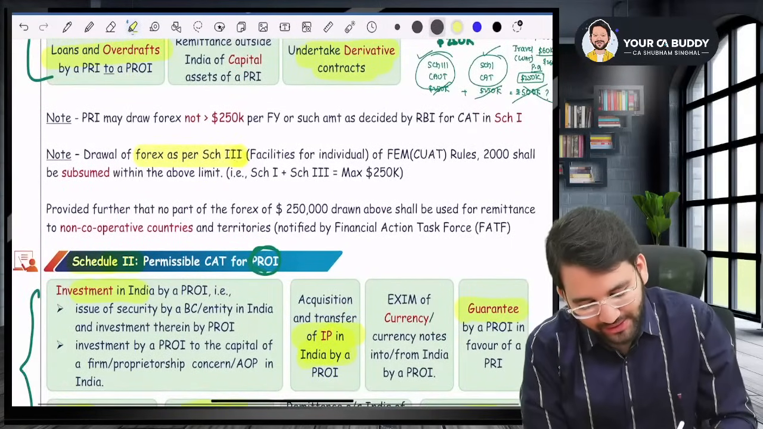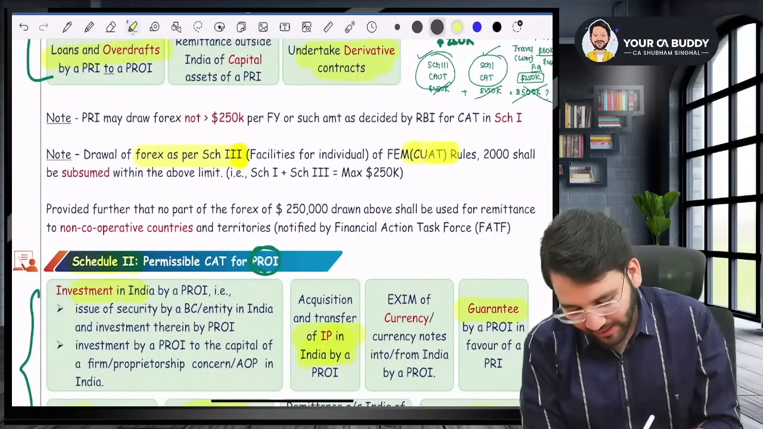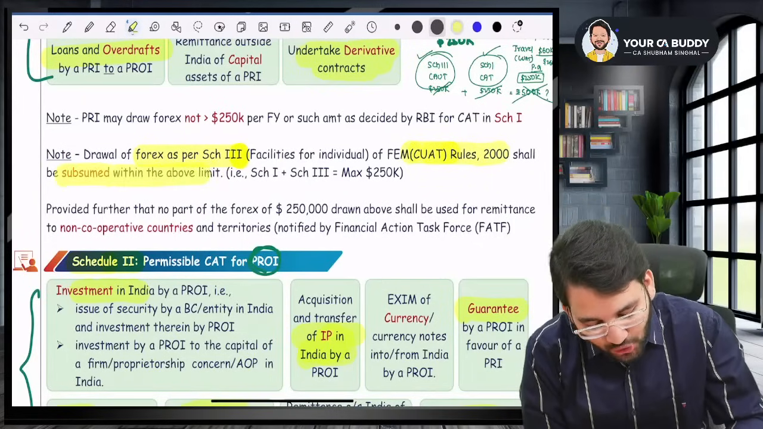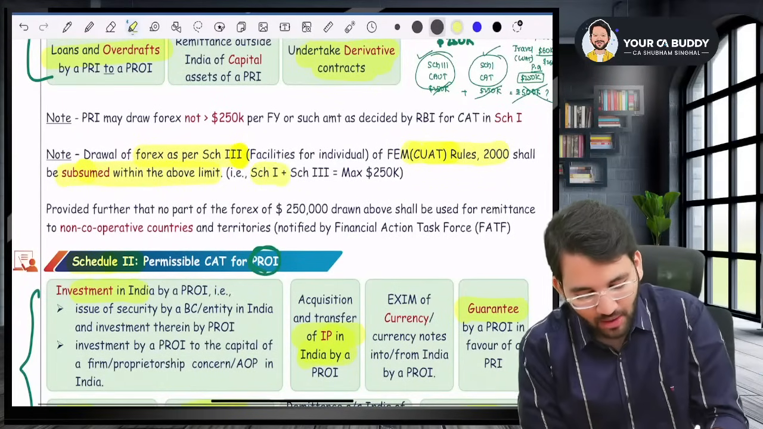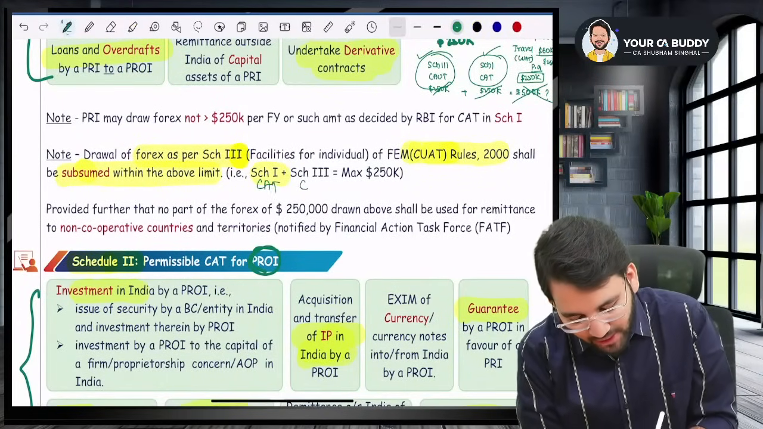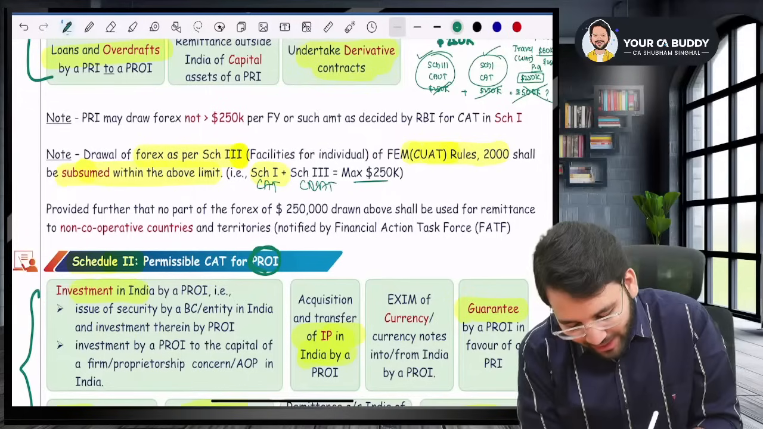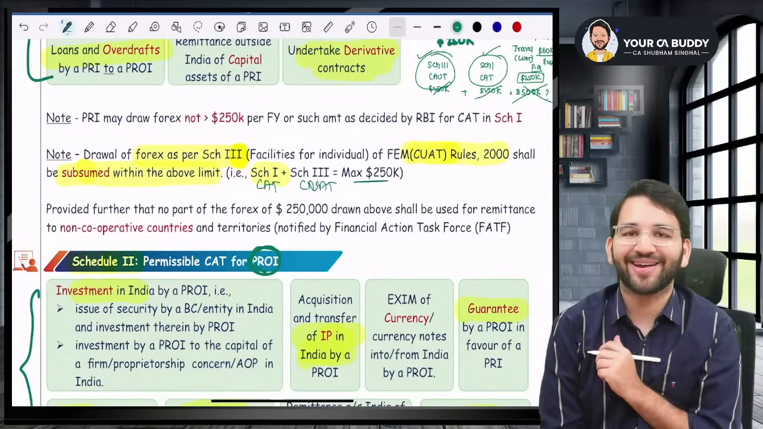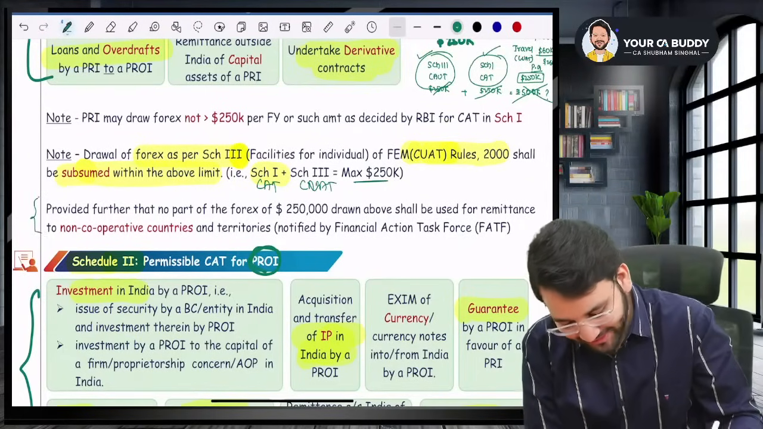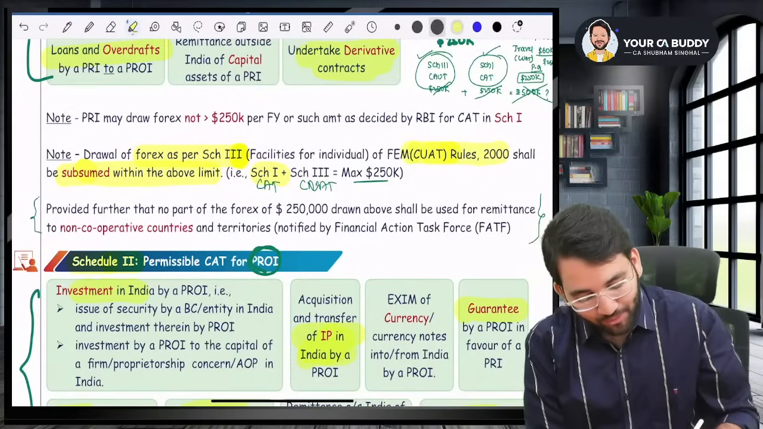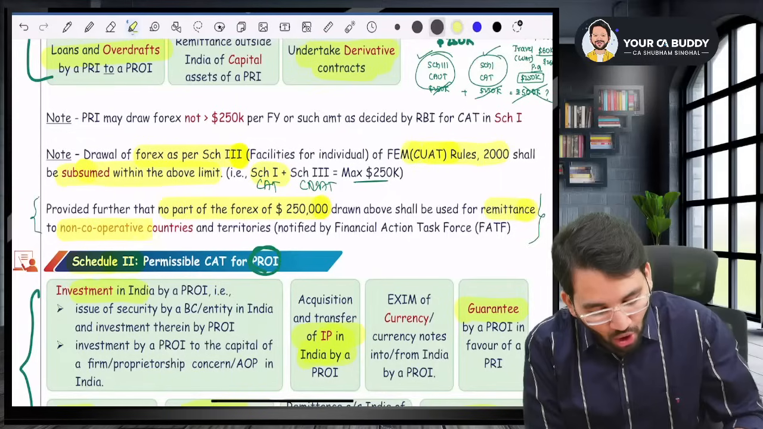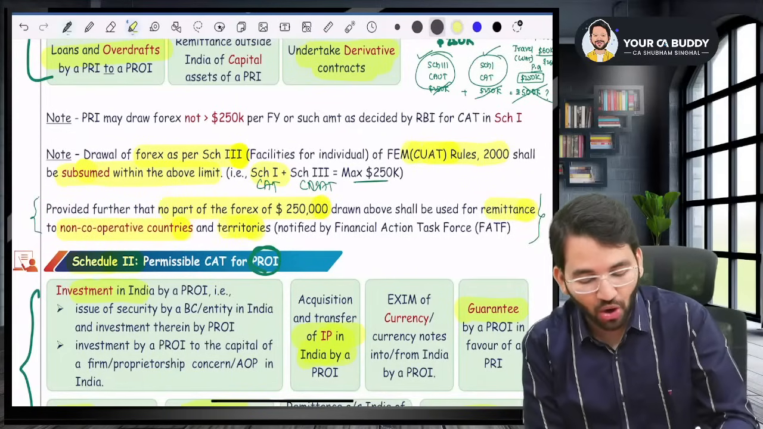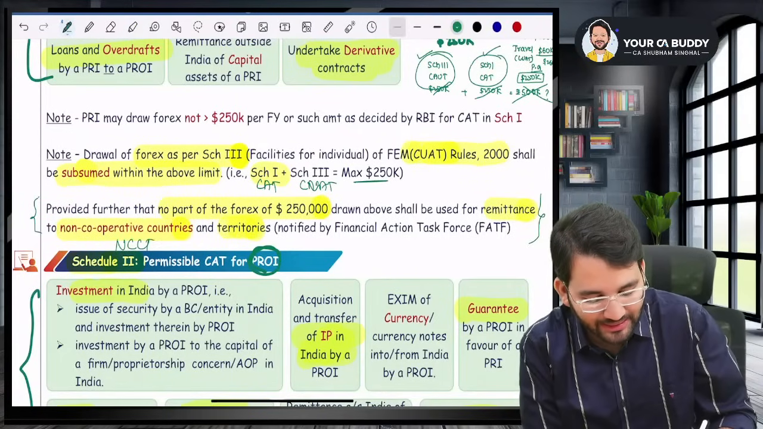You see, the limit is that drawal of foreign exchange as per Schedule 3 of current account transactions shall also be subsumed within the above limit. Subsumed within the above limit means Schedule 1 of capital account transactions and Schedule 3 of current account transactions together will be $250,000. And the last line for this chapter, sir: provided that no part of forex of $250,000 shall be remitted to non-cooperative countries and territories, NCCTs.